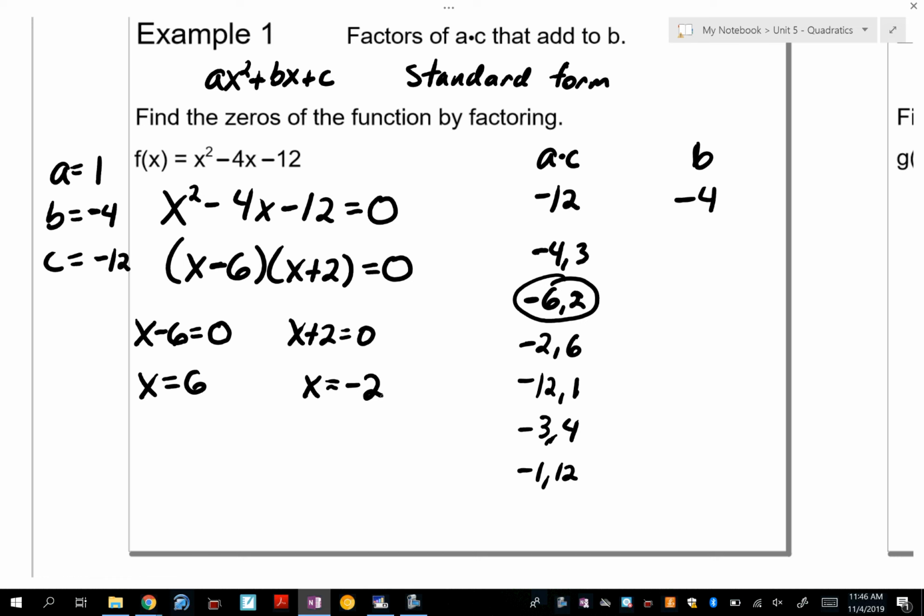So all we did, because we knew the answers before we did this problem, was do it a more efficient way called factoring. Questions?